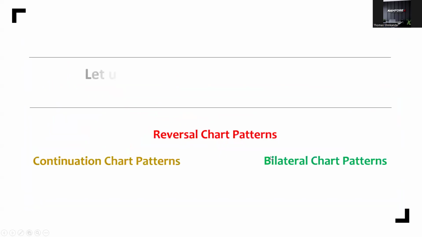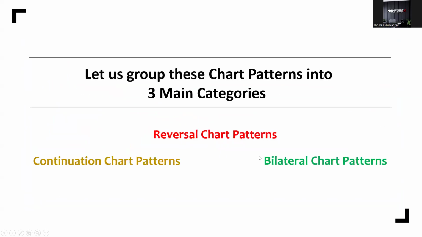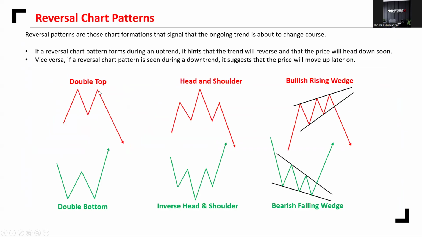This is just an example. And then what else do we have? We have categories. Let us group these chart patterns into 3 main categories. Basically, they are reversal patterns, continuation chart patterns, and bilateral chart patterns. Bilateral means they are both. So a reversal pattern: a double top is a reversal, head and shoulders is a reversal, and then we have the bullish rising wedge, which is a reversal.